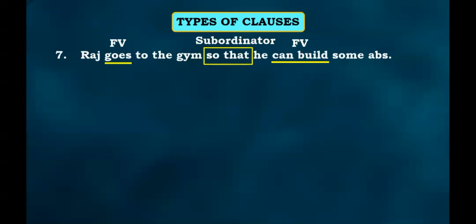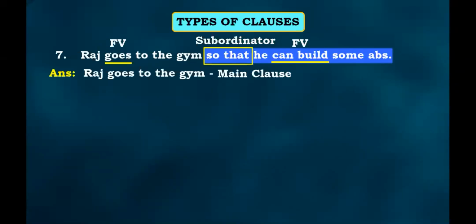The subordinator is where the subordinate clause begins. Now let us look at the relationship of the main clause and the subordinate clause. Raj goes to the gym because his motive is that he wants to build abs. That is his purpose, his goal. He has some goal, he has some purpose. So here Raj goes to the gym is your main clause, so that he can build some abs is the subordinate clause.